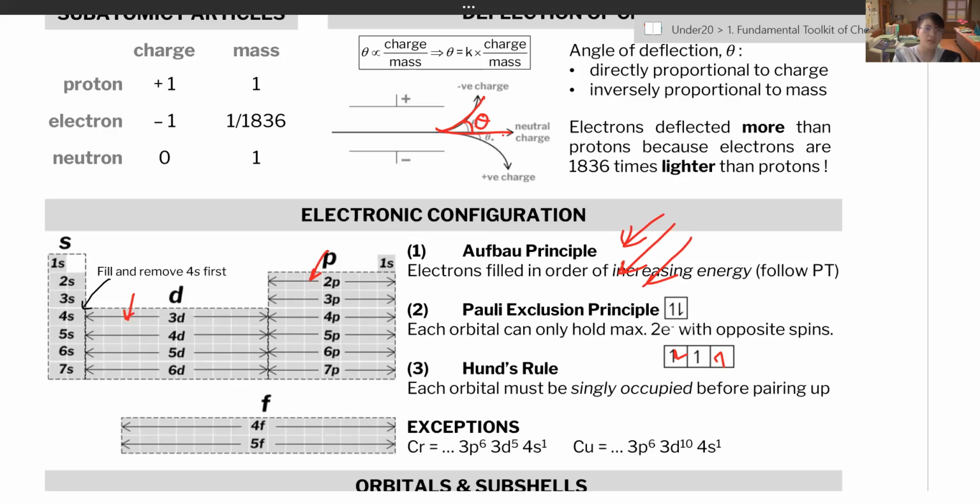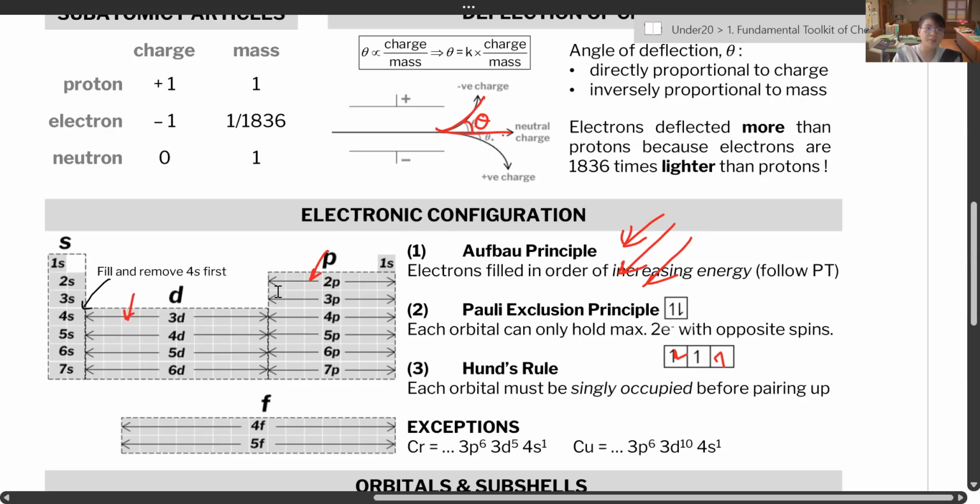Why? Because 3 is smaller than 4, right? So once 3 is filled, it becomes smaller than 4. Okay, energetically speaking. Yes. So some exceptions to this electronic configuration based on these rules here are chromium and copper.